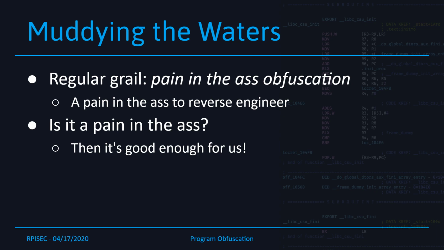So, we can't have the Holy Grail, but we can have what I call the regular Grail: pain in the ass obfuscation. Basically, if it's a pain in the ass to reverse engineer, it's good. So that's our metric here. If I don't like it, it's good. It's a little bit strange sounding, but I think it's a nice metric.